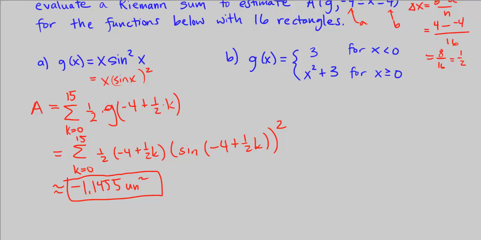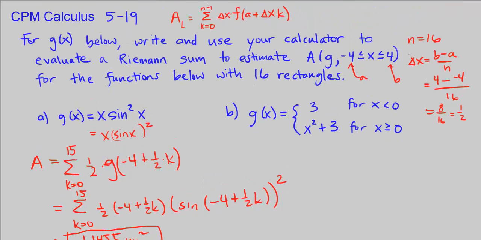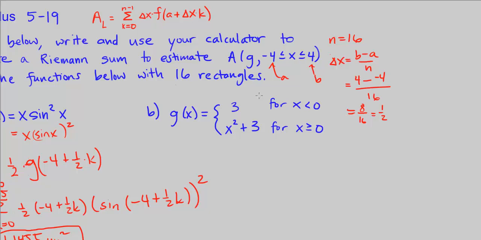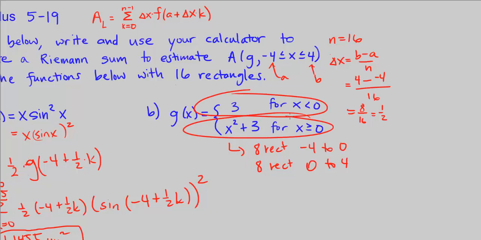So it gets a little tricky because we know that we want to look across a region, but we have two different pieces of the function to look at. We're going from -4 to 4, but what you can notice is that the transition happens at 0. So for part B, we can have 8 rectangles from -4 to 0, and then 8 more rectangles from 0 to +4, right? That's going to be 16 rectangles in total, and then we can divide this region up into 2 different Riemann sums.